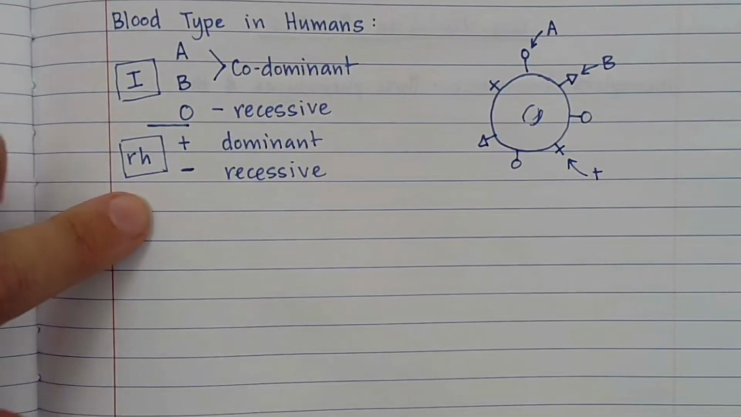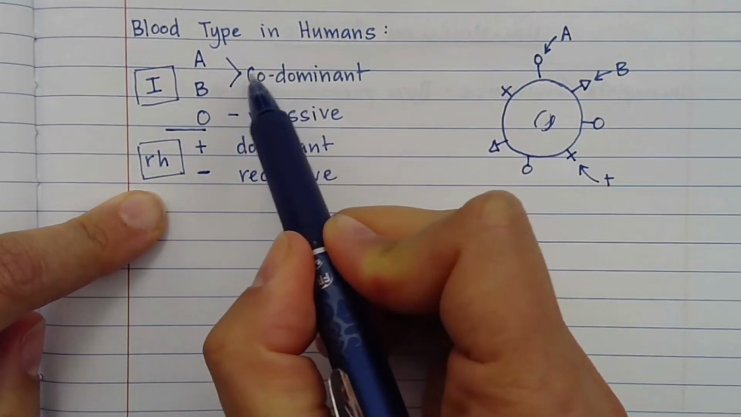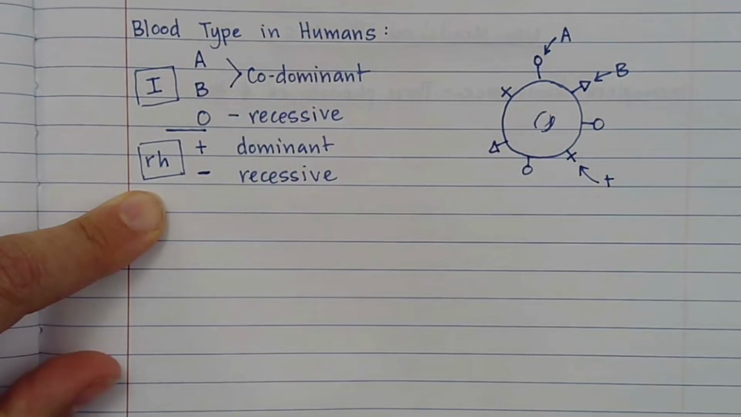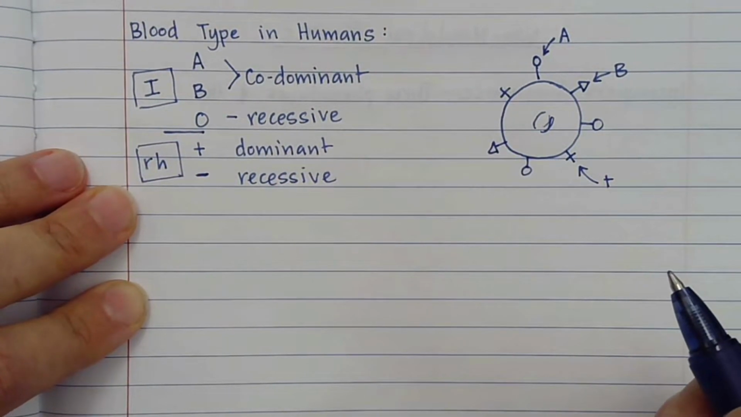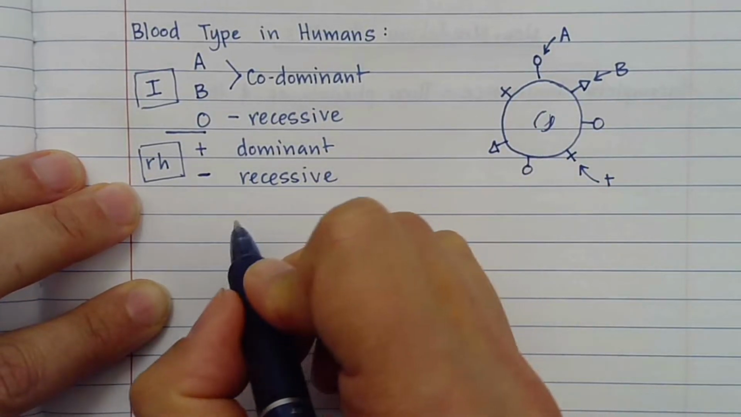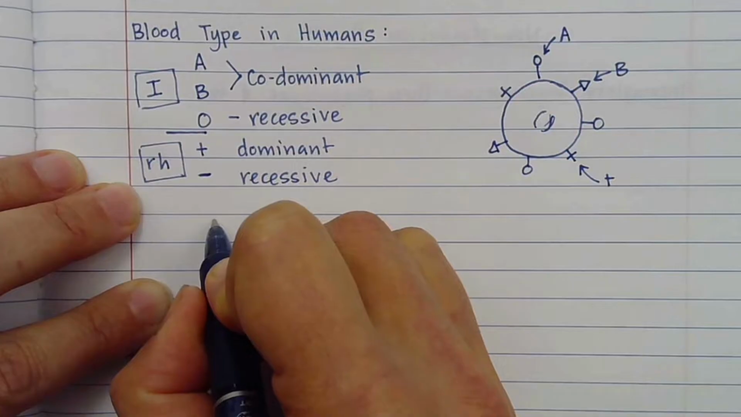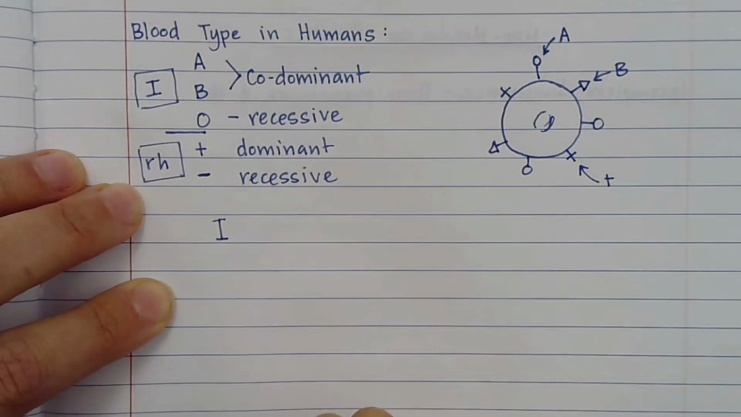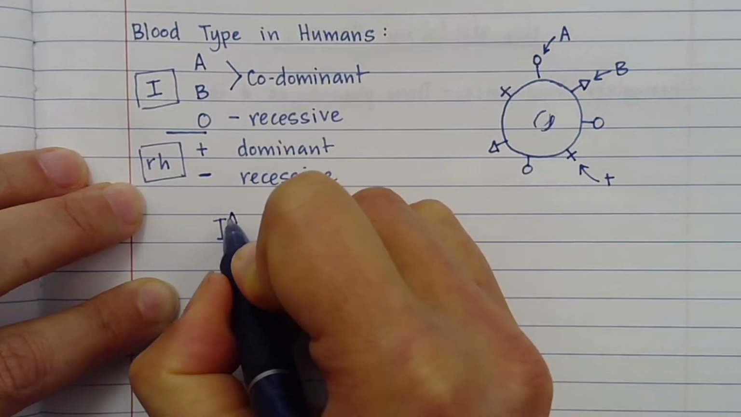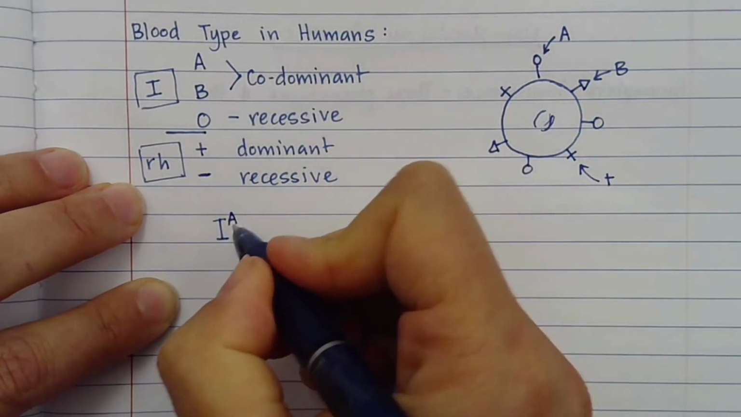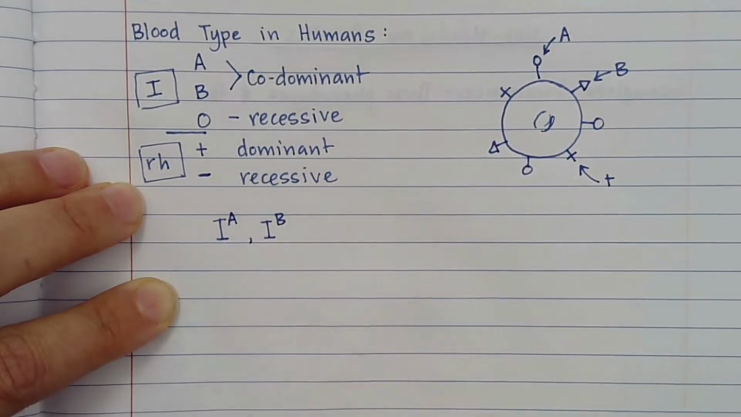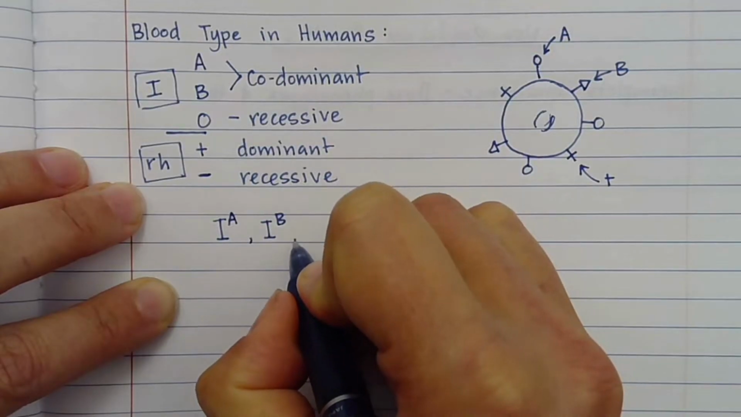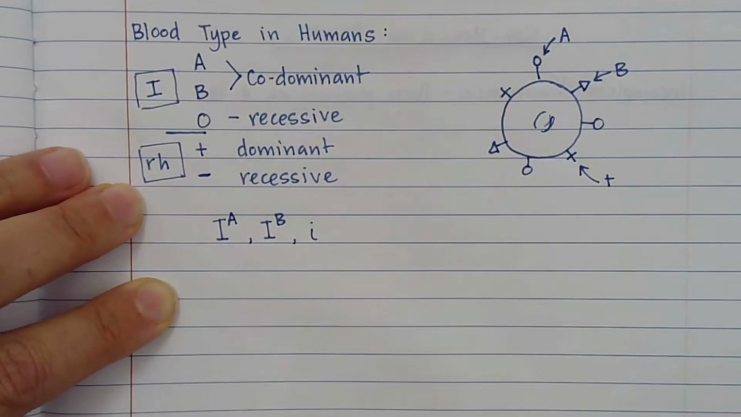First of all, because we have a codominant and a recessive from the same gene, because we have multiple alleles in that gene, we're going to label them. So I is the gene, and IA is the A version. IB is the B version, and lowercase i is the recessive version.